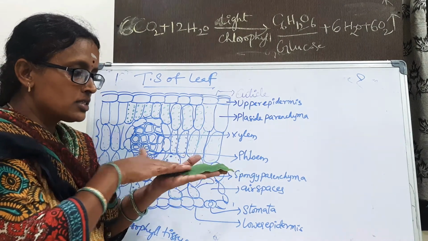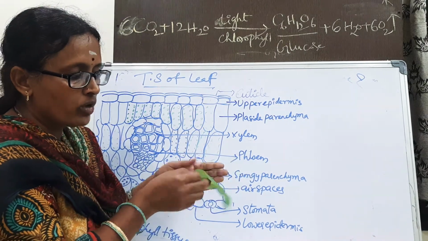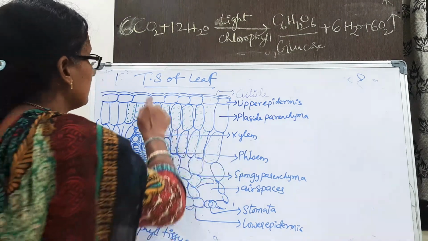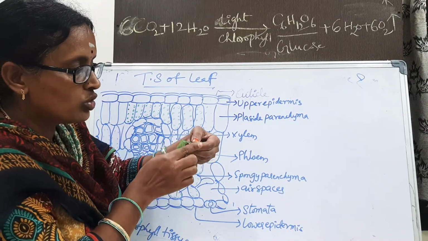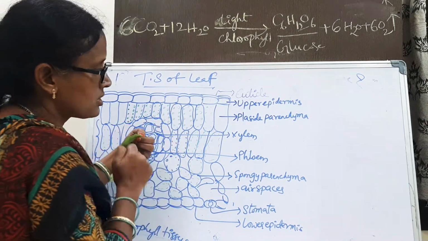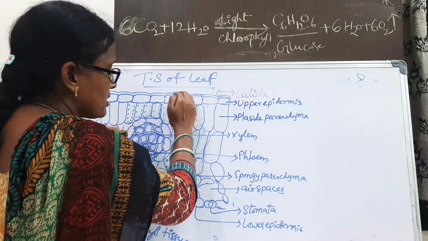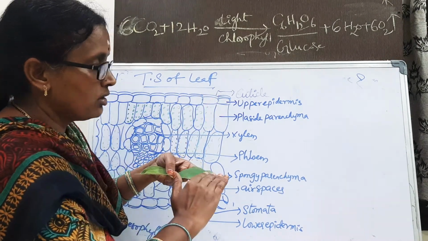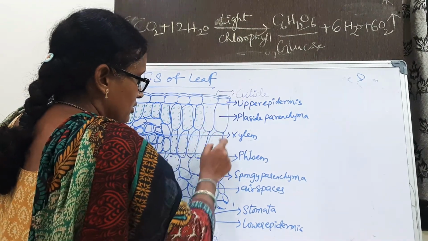So this is the upper side, which we call the upper epidermis. The lower side we call the lower epidermis. Upper epidermis, lower epidermis. This is the TS of leaf. How are they cutting? Like this they are cutting. If you observe this portion under the microscope, all these parts are there. Above the upper epidermis, a cuticle layer is there, a smooth layer to avoid transpiration.